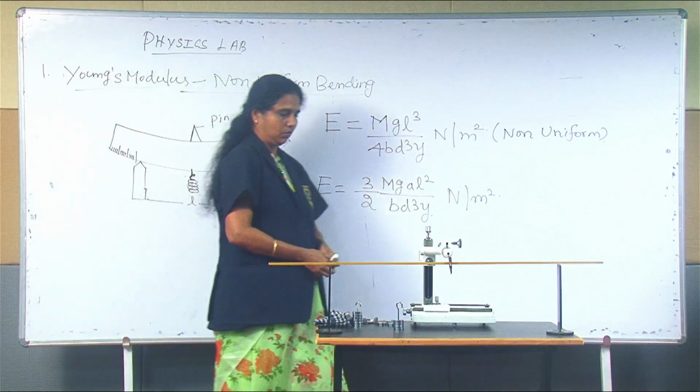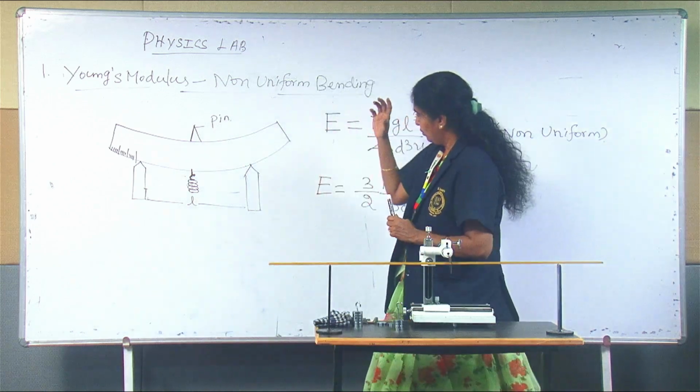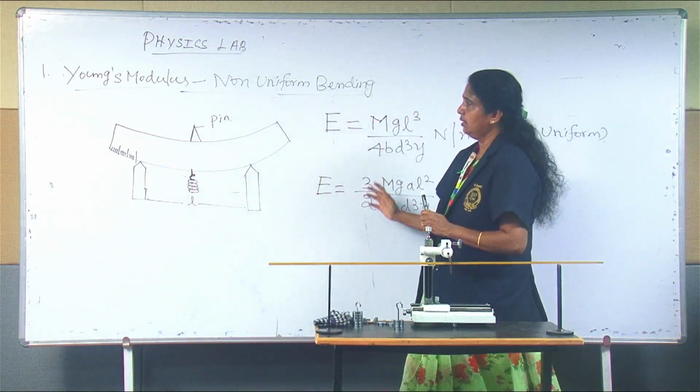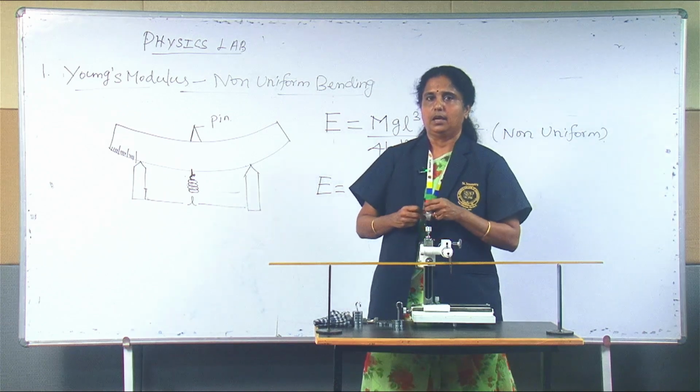There is a tabular column for both the uniform and non-uniform bending methods that we will see in the next class.